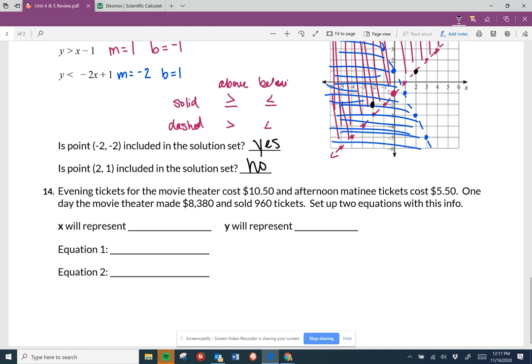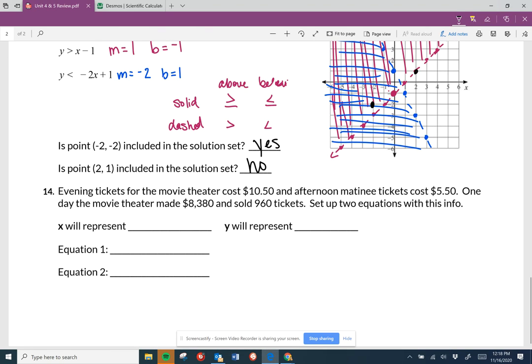It says evening tickets for the movie theater will cost $10.50 and afternoon matinee tickets cost $5.50. One day the movie theater made $8,380 and they sold 960 tickets. Set up two equations with this info.